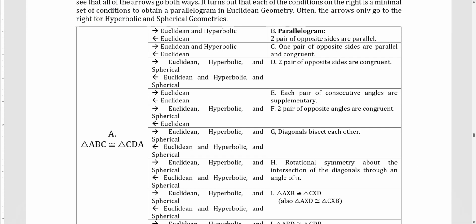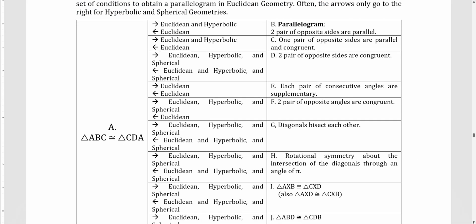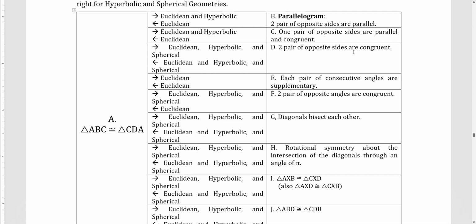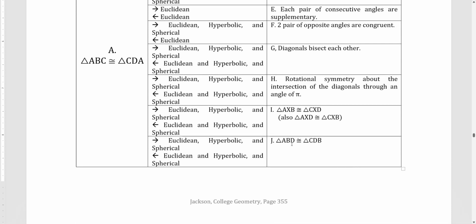Okay, and we have a whole bunch of different conditions, conditions A through J. And it turns out that in Euclidean geometry, any one of these conditions is enough to put it in this class of quadrilaterals where we have these two triangles that are congruent by a rotation, which is also the same class as parallelograms.